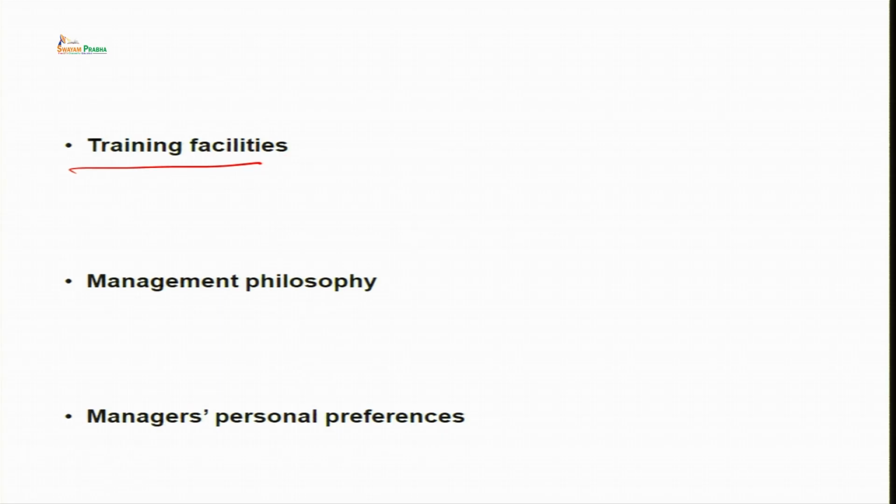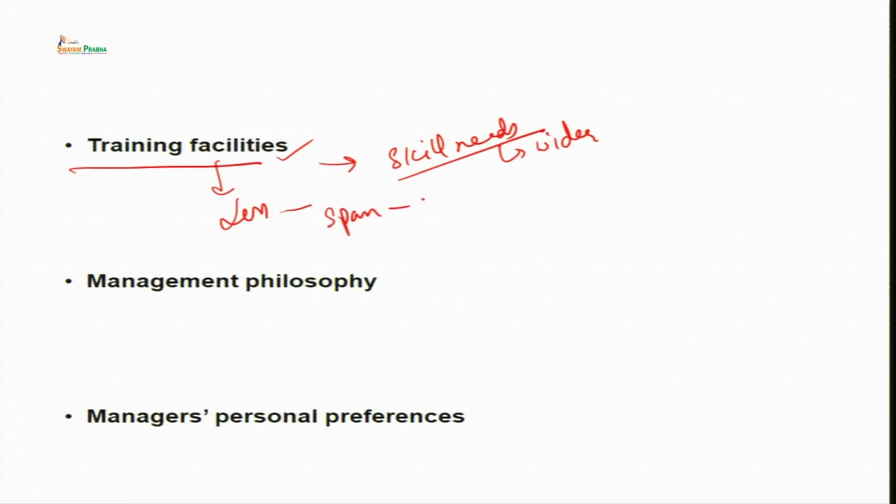Moving on to training facilities. This can also influence the span of management. When the organization possesses adequate training resources and capability for constantly meeting the skill needs which are to be updated in the workforce in a dynamic environment, the span can be wider. If the training facilities are less, then the span can be narrower.